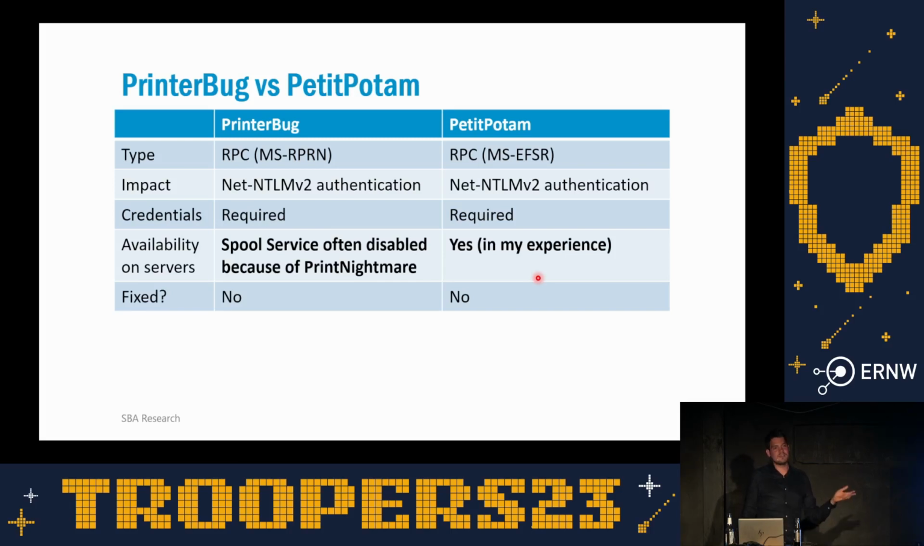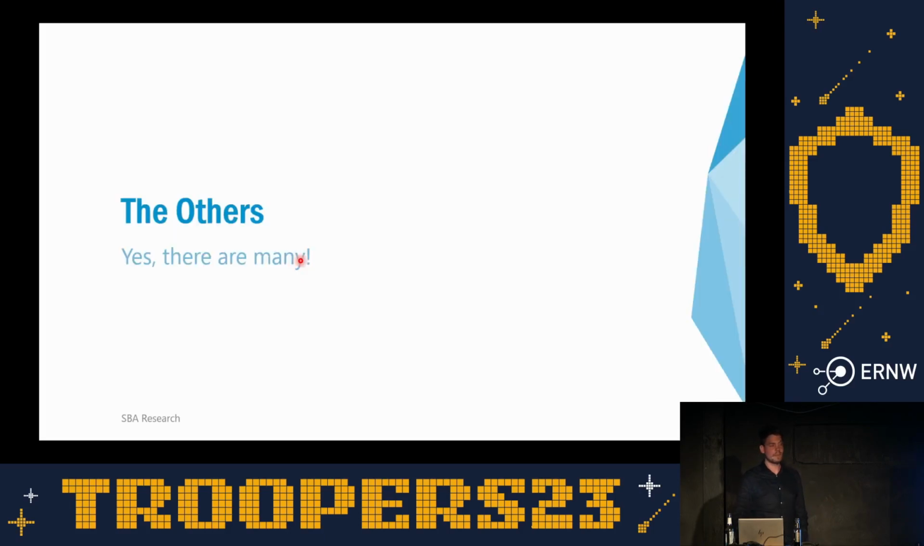And in general, it's pretty much the same with PetitPotam. Both have not been fixed. The only thing is, PetitPotam is available in 90% of cases, whereas PrintBug, less, maybe 40% of cases. None of them have been fixed, all of them still work, but still the question is how can we use them to exploit stuff? So there are others, I said it before, I think I put 6 on this slide. We will quickly go over them.